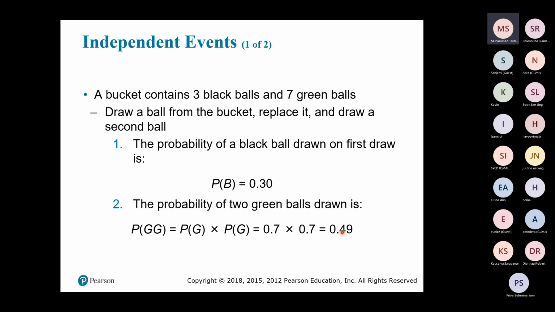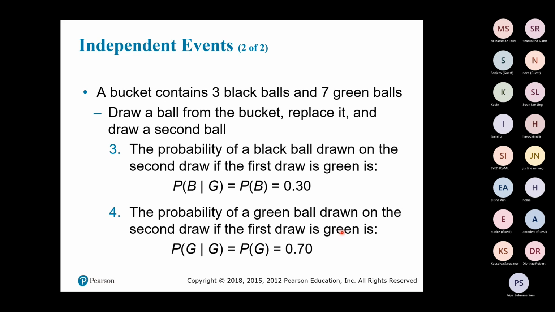So almost 50% chance you will get two green balls. And then the third one: the probability of a black ball drawn on the second draw if the first draw is green. So what is the probability you get a black ball in the second try if the first try you get a green ball?